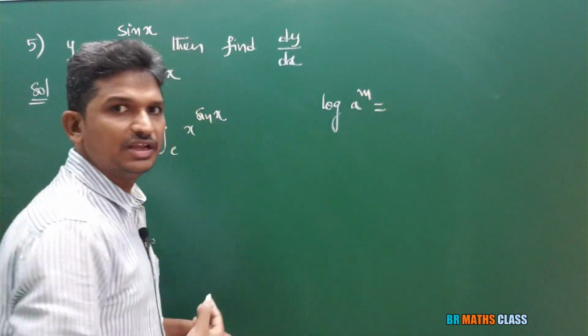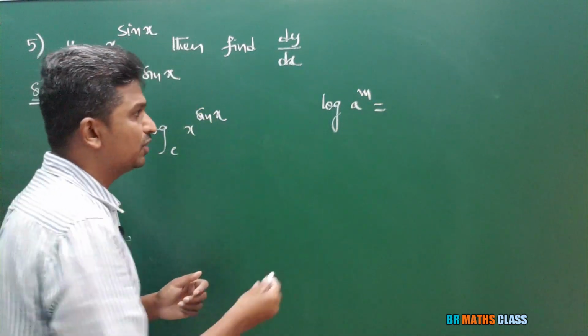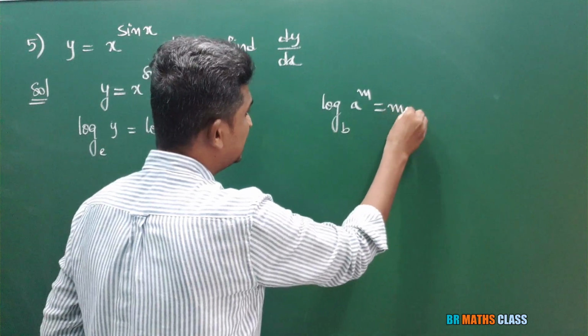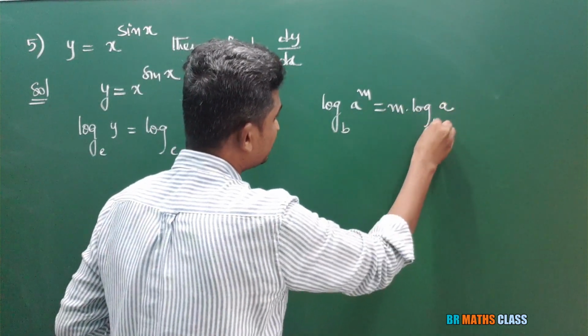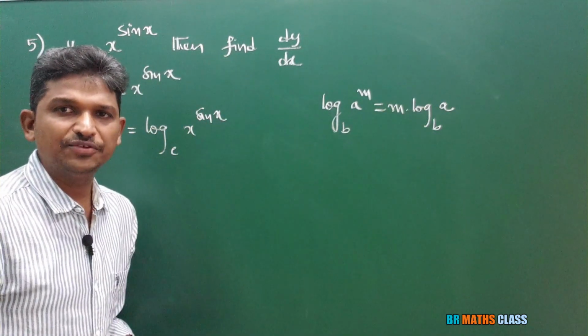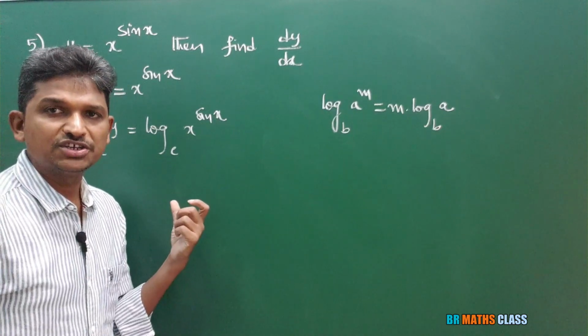In the logarithms chapter, we learned this formula: logarithm of a power m, base b, is m into log a base b. This is the formula we use very frequently in logarithmic differentiation.